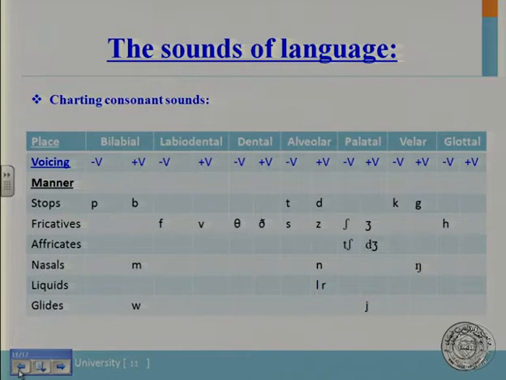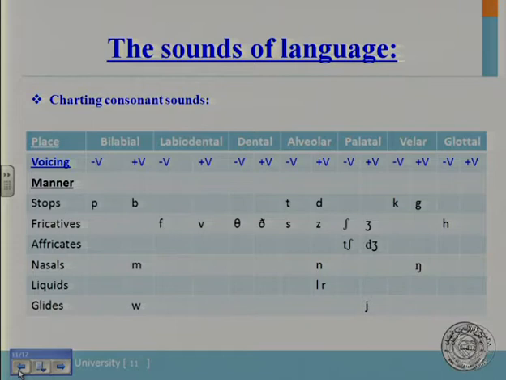Moving to the next group, that is velar. In velar we have two stops. We have k and g, and we say that velar sound is produced with the help of the back of the tongue in contact with the velum. Of course, k is velar stop voiceless sound, and g is velar stop voiced sound.